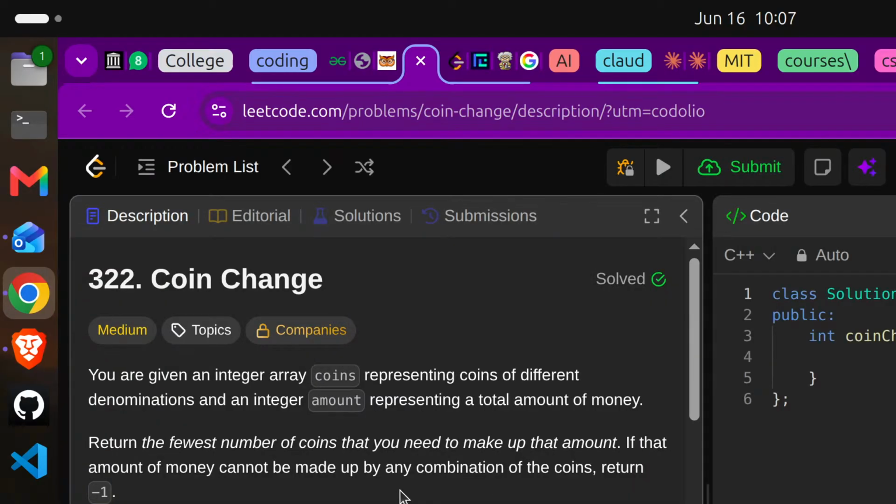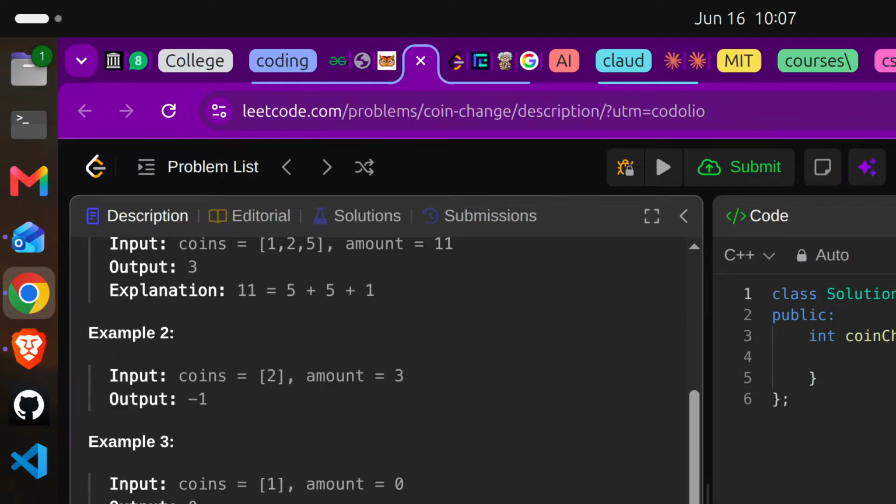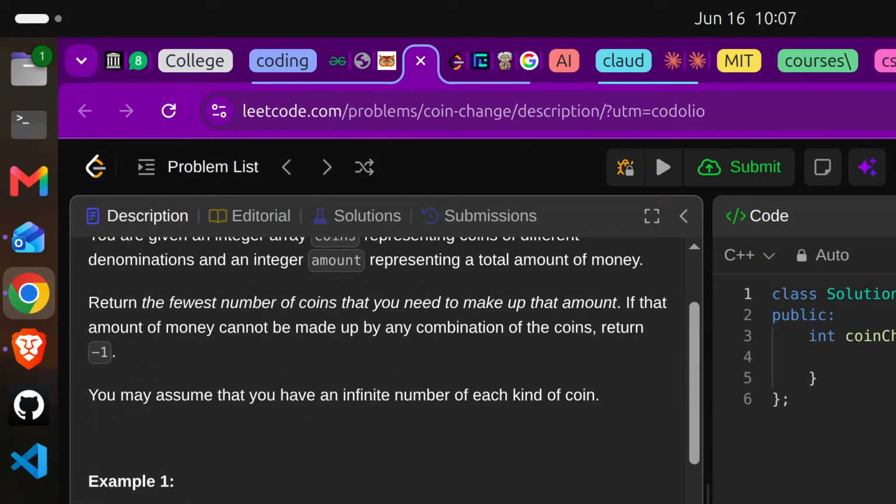So you are given an integer array of coins representing coins of different denominations, and an integer amount representing a total amount of money. Return the fewest number of coins that you need to make up that amount. If that amount of money cannot be made up by any combination of the coins, return -1. So let's take this example.